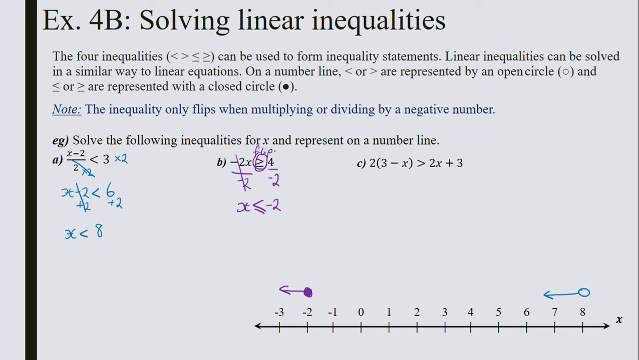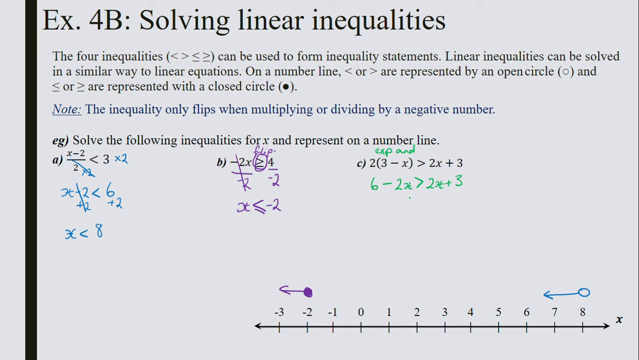All right, one more example. This time we have x on both sides of the equation. We're going to handle this in exactly the same way as we would if it was an equal sign in the middle. The first thing we should probably do is expand the brackets, okay? It's going to make things a little bit easier for us. So 2 times 3 gives us 6, and 2 times negative x is negative 2x. And the rest of the inequality stays the same.